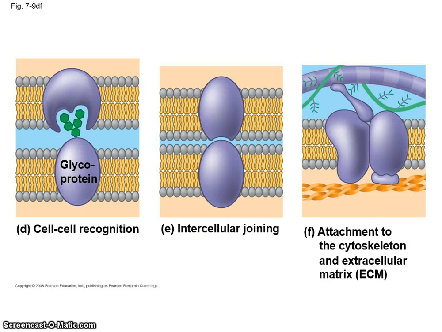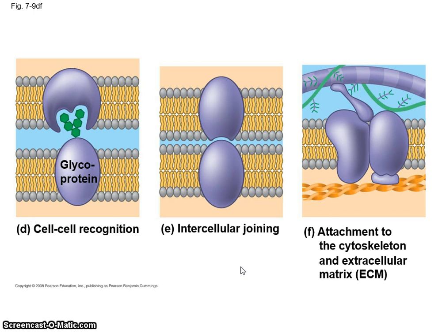Another function, like we said with immune cells, is cell-to-cell recognition. If we have a protein on cell A that has a carbohydrate attached to it, it can recognize and fit with another protein on cell B. So this cell is able to recognize this cell based on the fit.